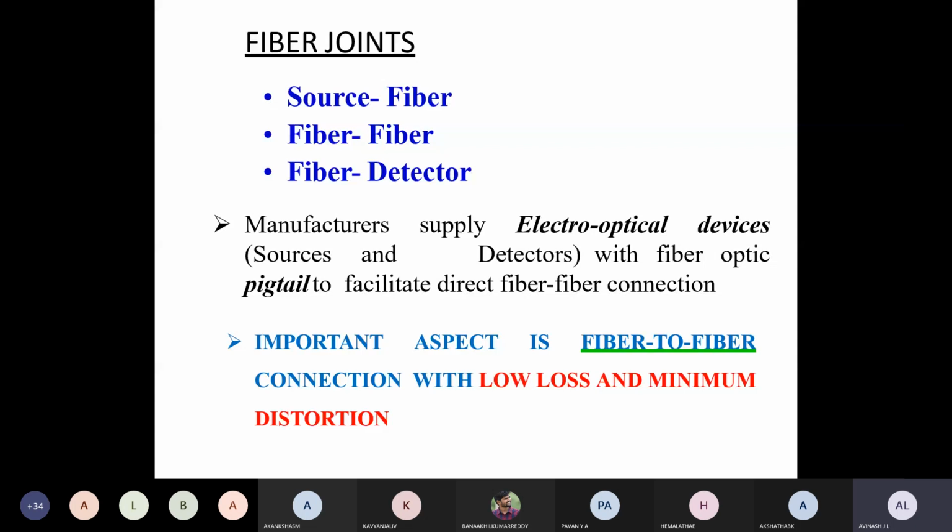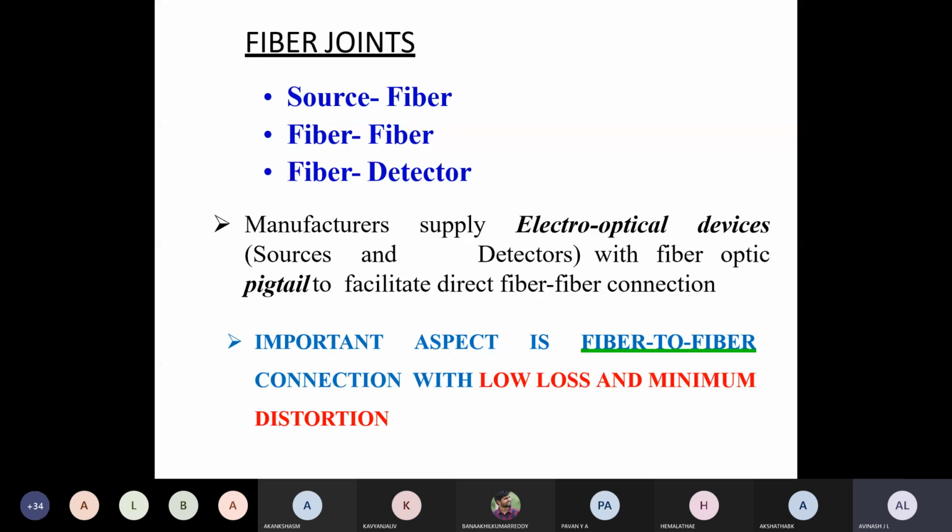But here the concept comes in. The important aspect is fiber to fiber connection with low loss and minimum distortion. That is the important thing we need to have. So here the important aspect is fiber to fiber connection. Source to fiber and fiber to detector is not a problem.